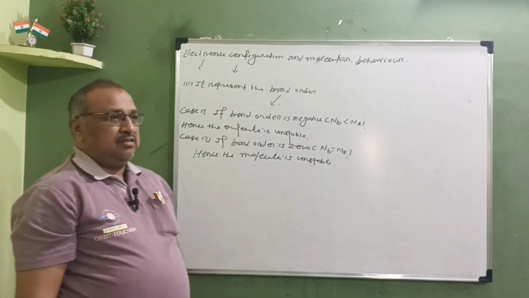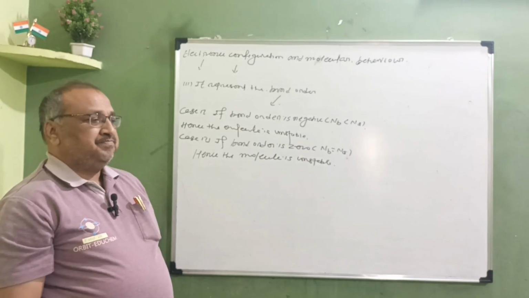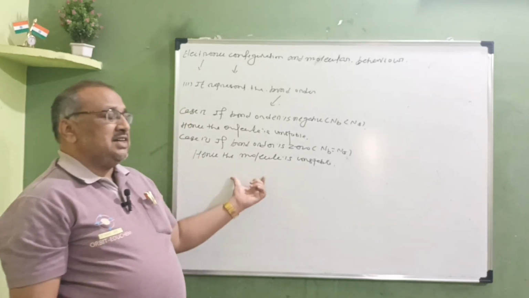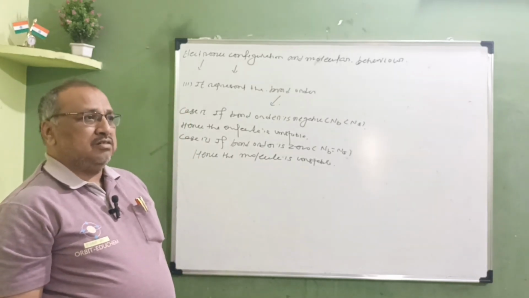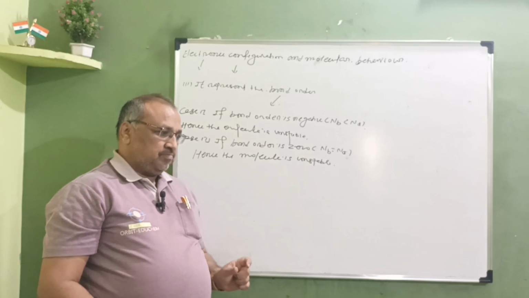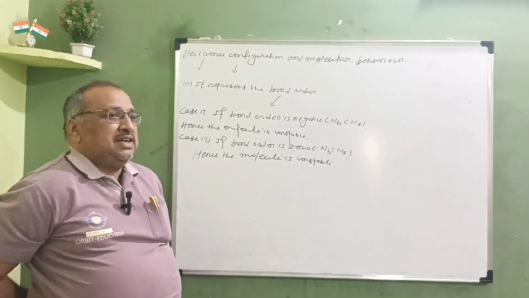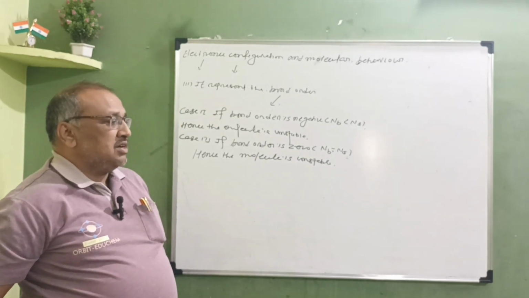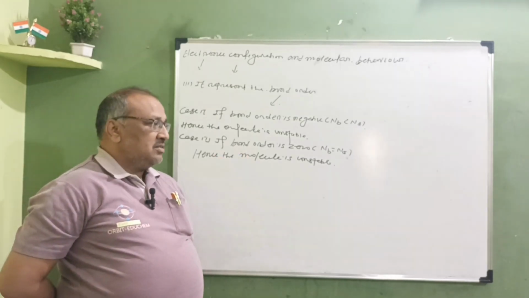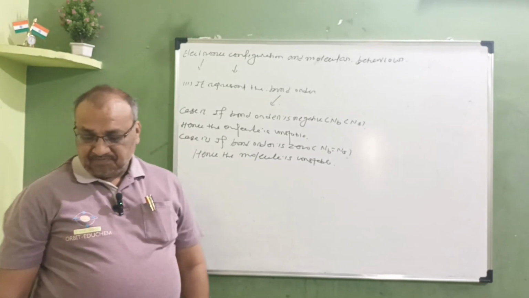That means this is the same as the conclusion drawn from the number of electrons in bonding and anti-bonding molecular orbitals. Both the number of electrons in bonding and anti-bonding molecular orbitals as well as bond order provide us the stability of the molecule, whether it is stable or unstable.